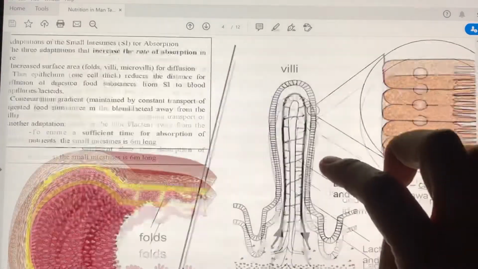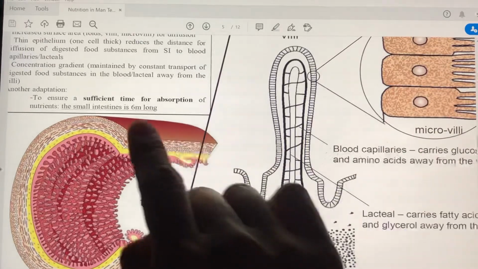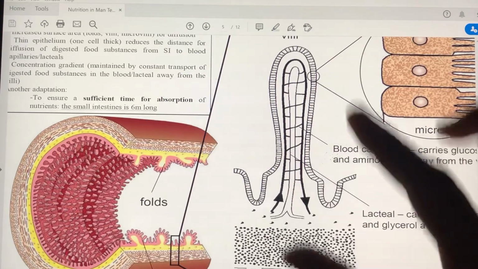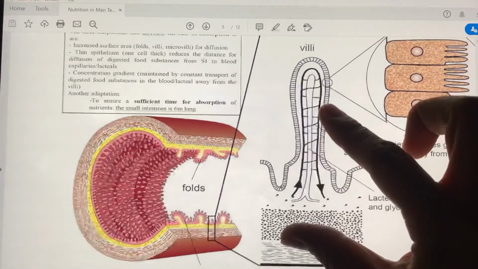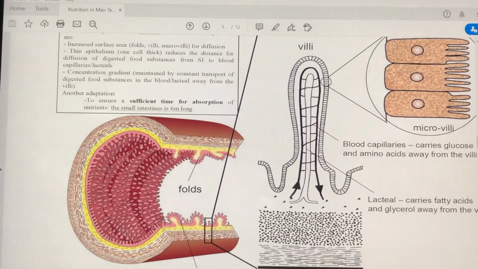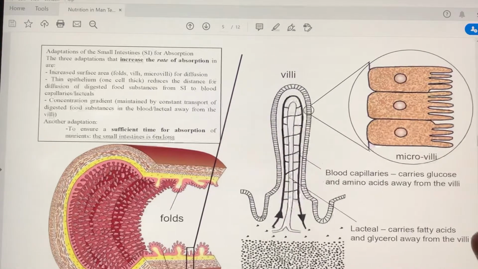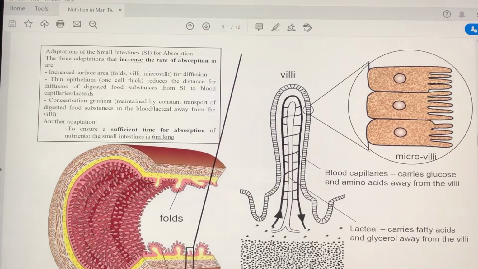The small intestine is 6 meters long to ensure there's enough time for complete digestion and for absorption of glucose, amino acids, and fatty acids and glycerol. The first adaptation of the small intestine are the folds, the villi, and the microvilli in the epithelium. This allows an increased surface area for diffusion of digested food.